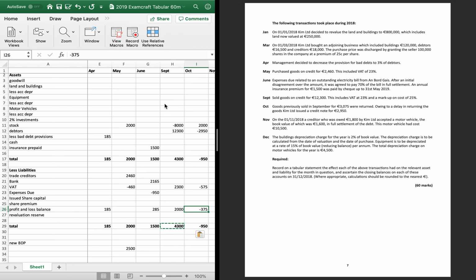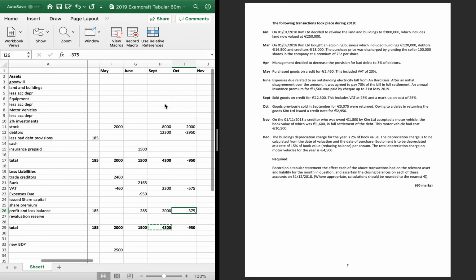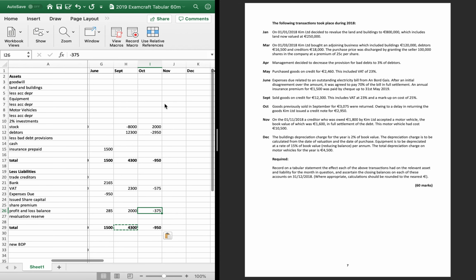Okay, so the profit and loss is the balancing figure, and that should be all right on that. November, now you see this the whole time.